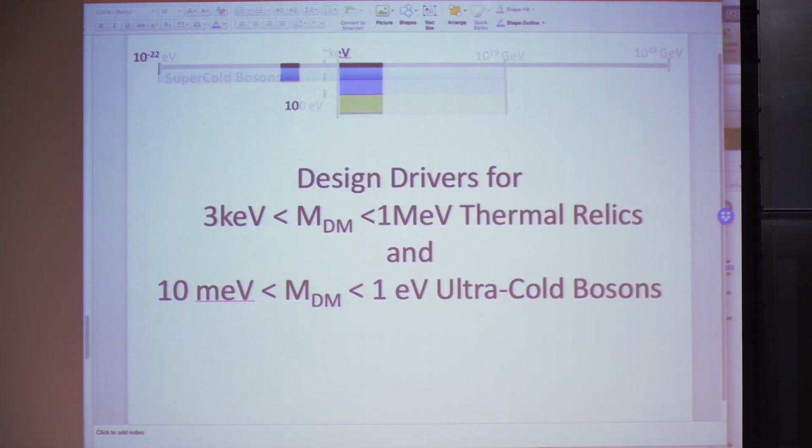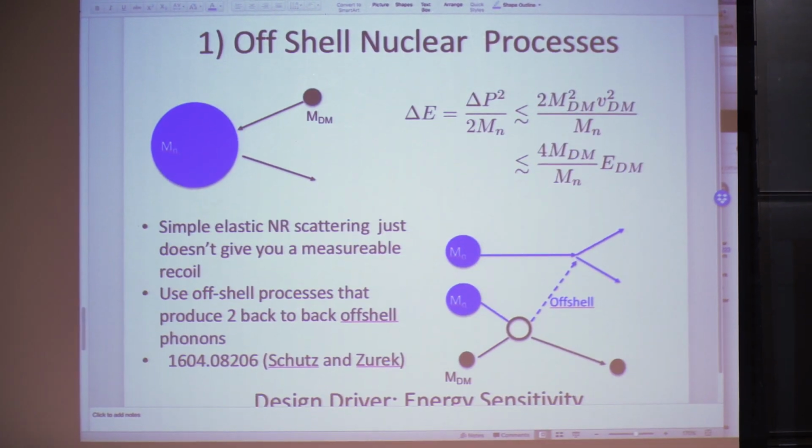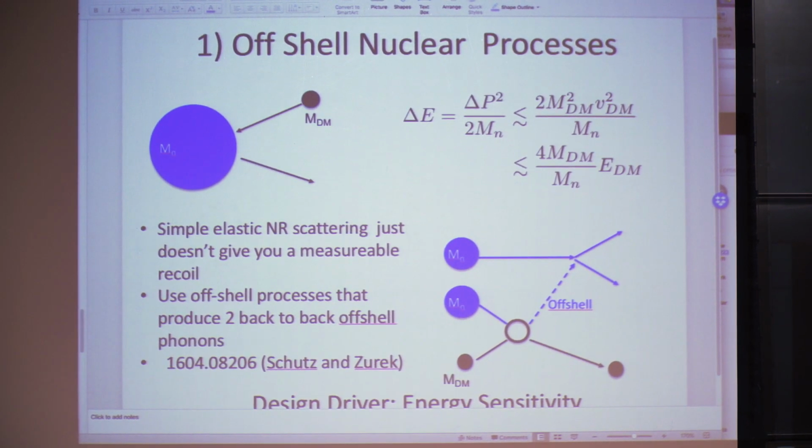So now let's go the next step down, which is 3 keV to 1 MeV thermal relics to search for those, and to search for ultralight bosons, which go from 10 meV to 1 eV. We're already, OK, I'm sorry. Almost. OK, I'll finish quick.